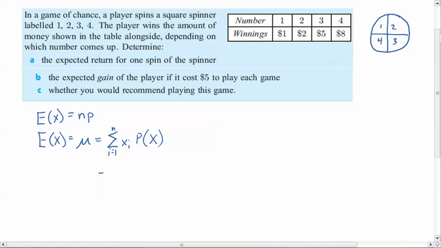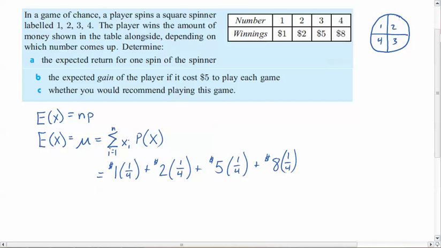And so this is going to end up being, if I roll a 1, that's $1 times its probability, plus, if I spin a 2, I get $2, and then we'll multiply it by its probability, plus, if I spin a 3, I get $5, and then if I spin a 4, I get $8, times 1 over 4. This way we can find the expected gain of one spin. Or in other words, if I did a whole bunch of them, what would be the average score?